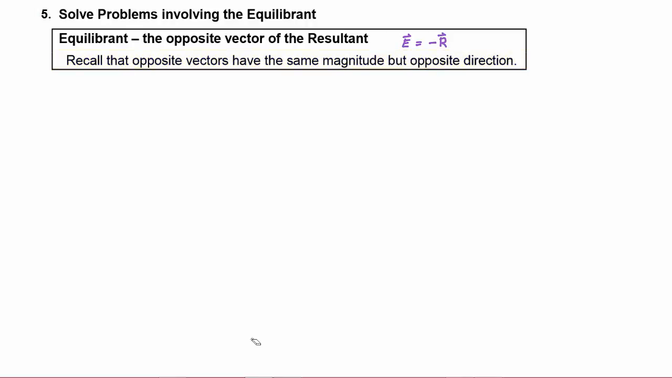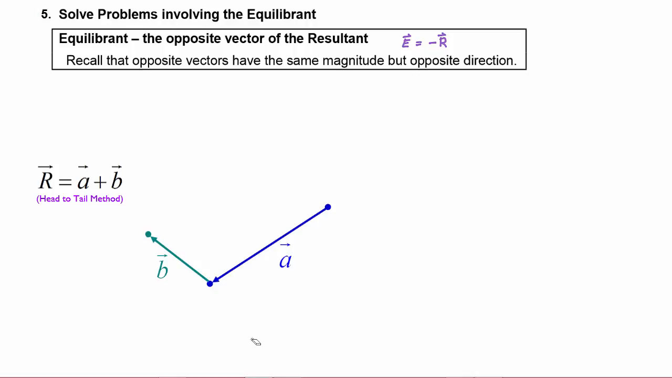We've learned previously what the resultant is. Remember, the resultant is the resulting vector that occurs when you sum together two vectors. So the equilibrant will just be the opposite vector of that resultant.